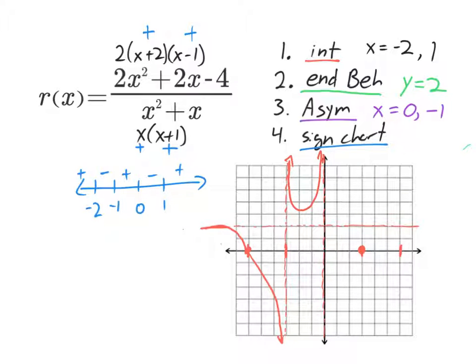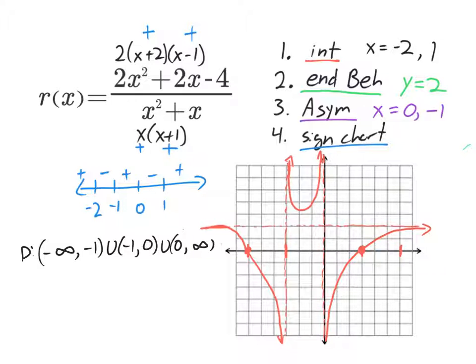Now, the next part, after 0, it's going to be negative. So it's going to come down from here. It's going to hit this 0. It's now going to be positive. And then it has to go to y equals 2. So there's my graph. So I have my domain. My domain is going to be from -infinity to -1, with the union of -1 to 0, with the union of 0 to infinity.